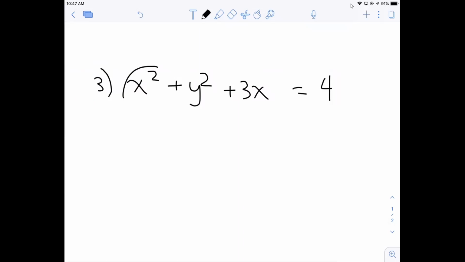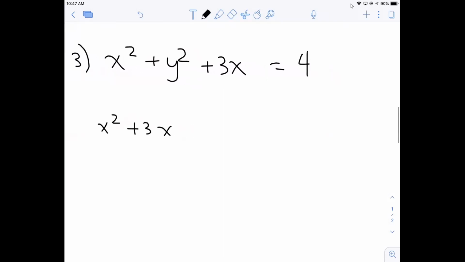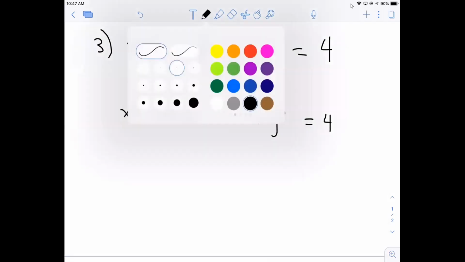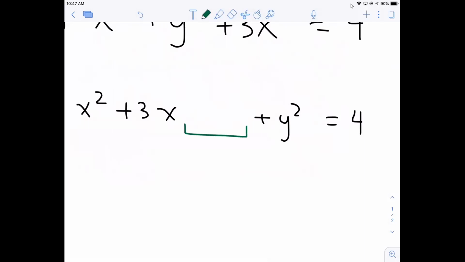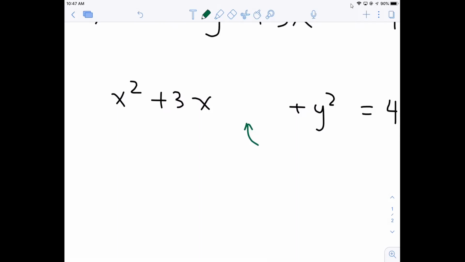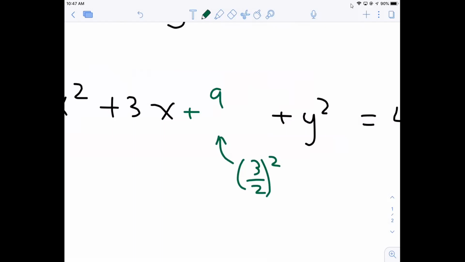So first thing I'm going to do is I'm going to be grouping the x terms together. So I have x squared plus 3x, and then I'm going to leave a space, plus y squared equals 4. And let's think, what do I need to add onto here to make this a perfect square trinomial? Well, this one is going to be a little trickier. So remember, we had b over 2 squared. So our b value here is 3. So what I'm adding here is 3 divided by 2 squared. So what's 3 over 2 times 3 over 2? Well, that is 9 over 4.